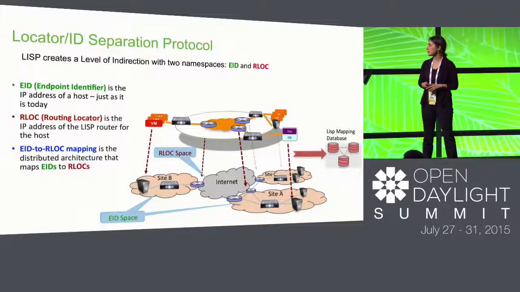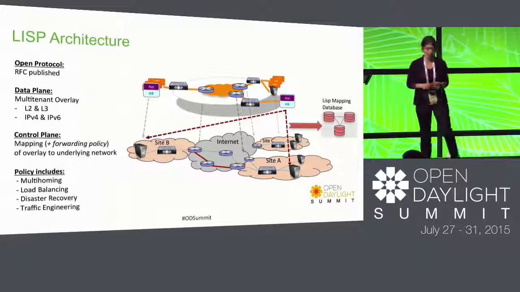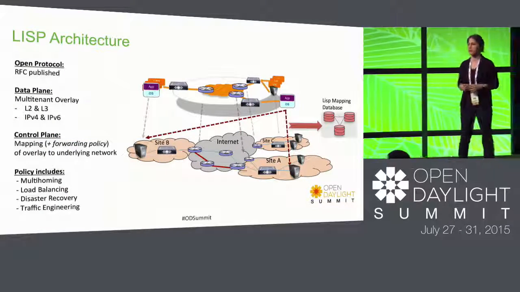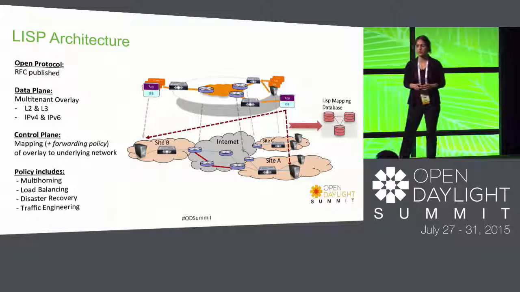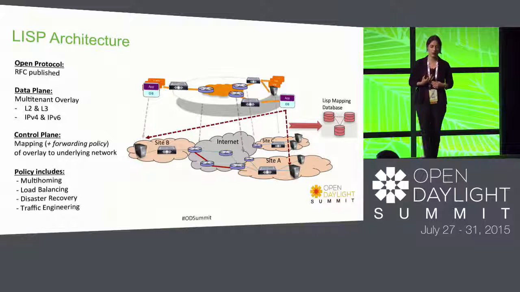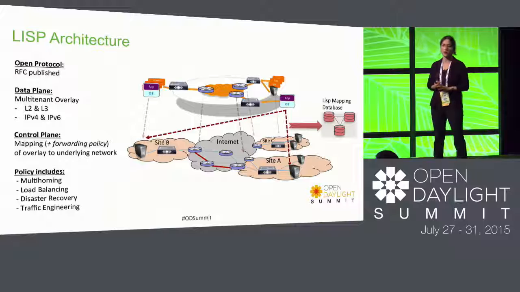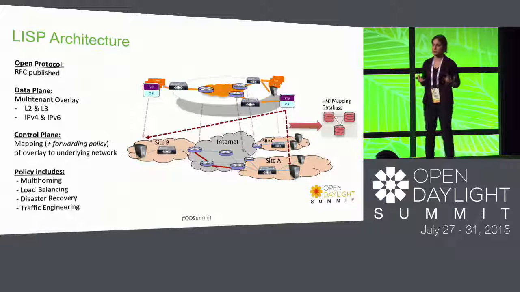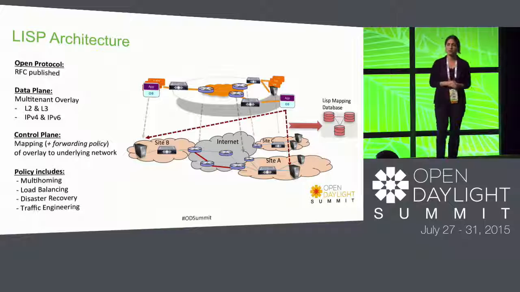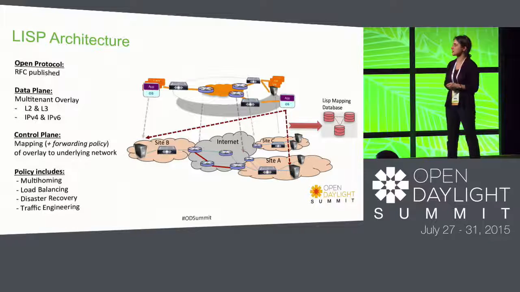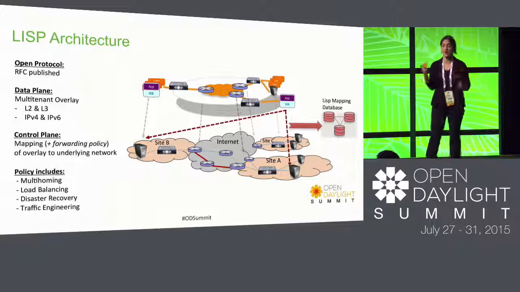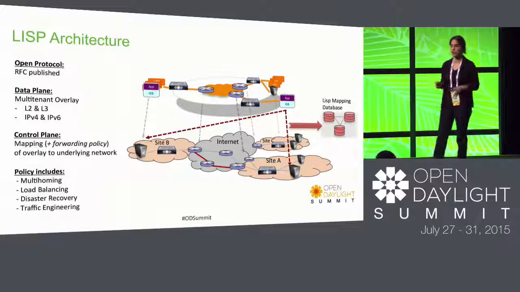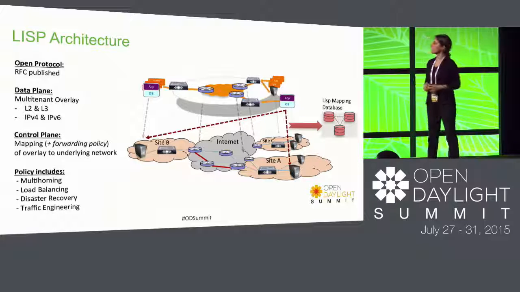With that, we can look at the architecture overall and what the LISP architecture actually provides for us. There are three main pieces to this architecture. One, there's the data plane, which is the basic encapsulation. It provides a multi-tenant overlay, and it supports L2 and L3 overlays, and IPv4 and IPv6 encapsulation, and basically any combination. So you can do v4 and v6, v6 and v4, v6 and v6, and so on.